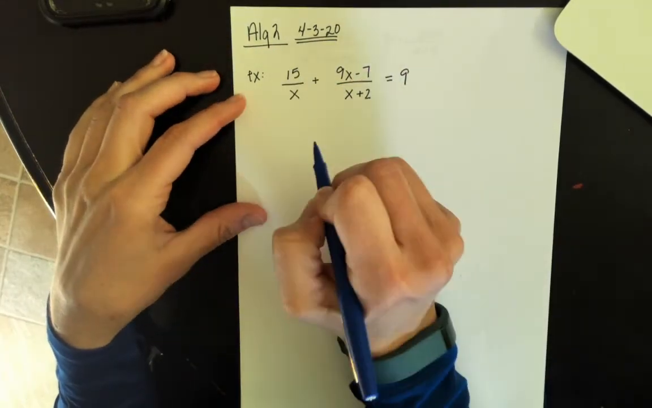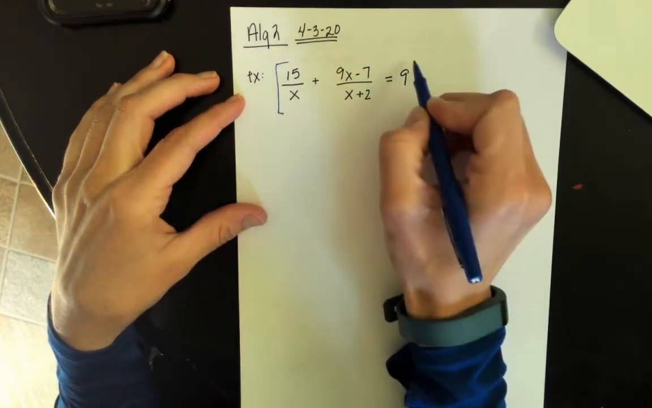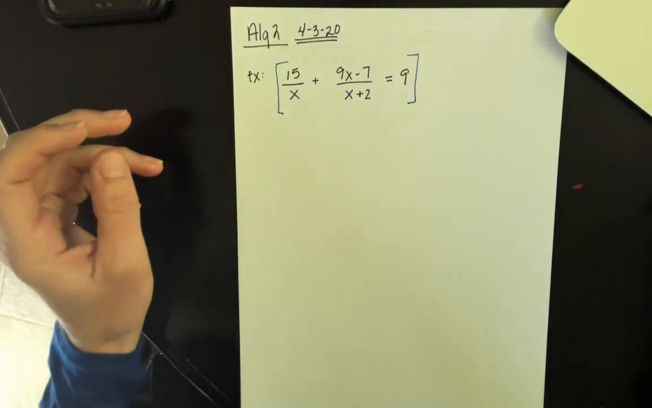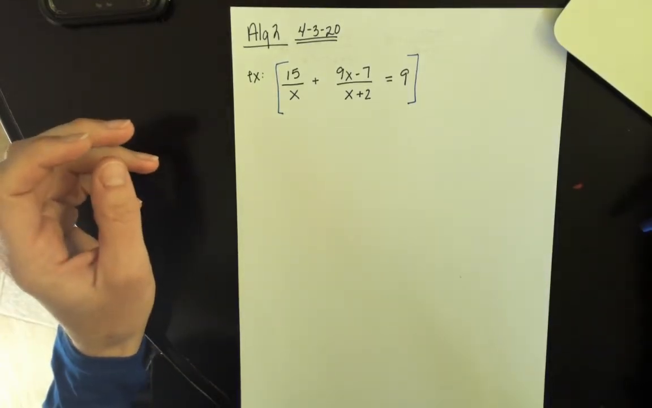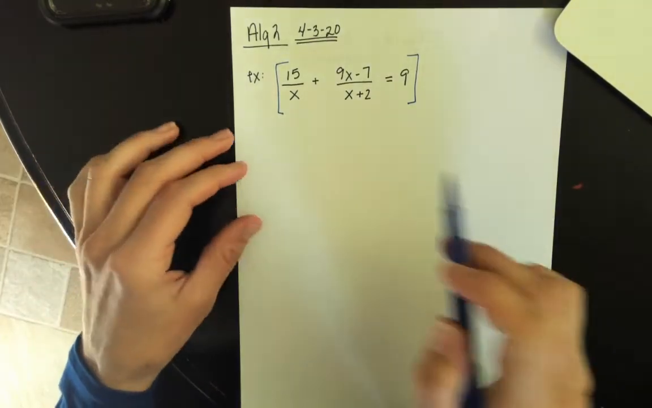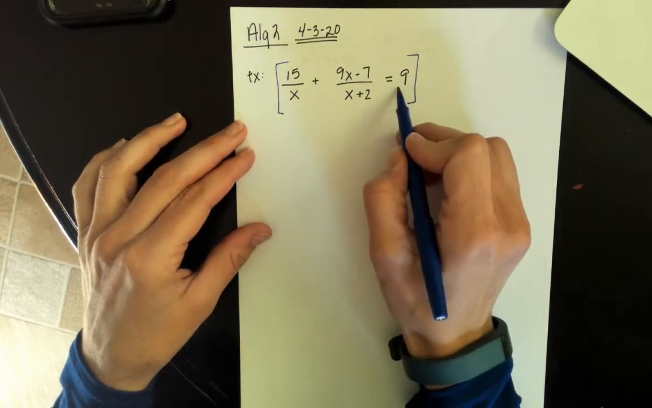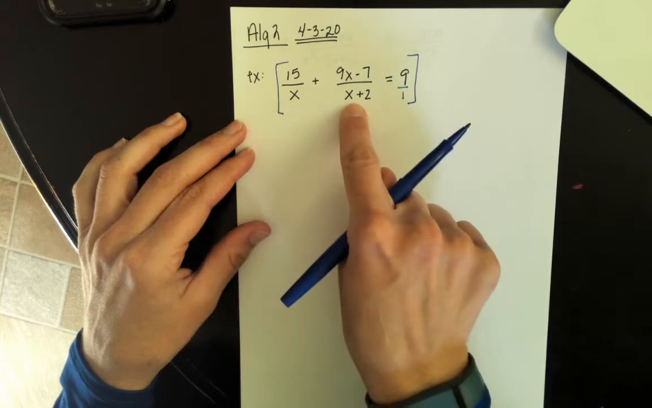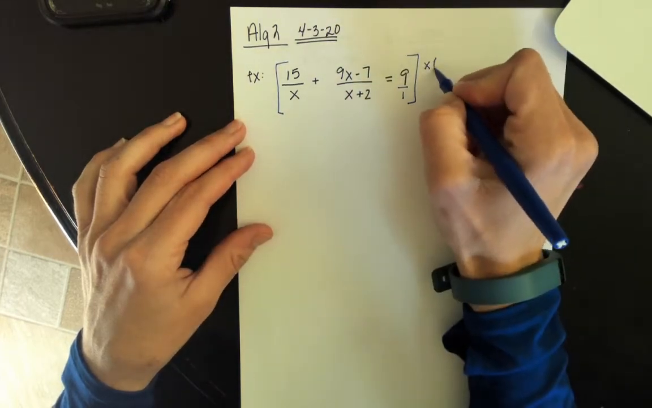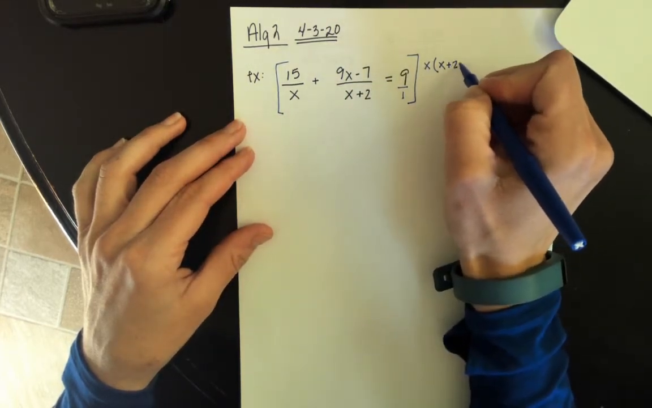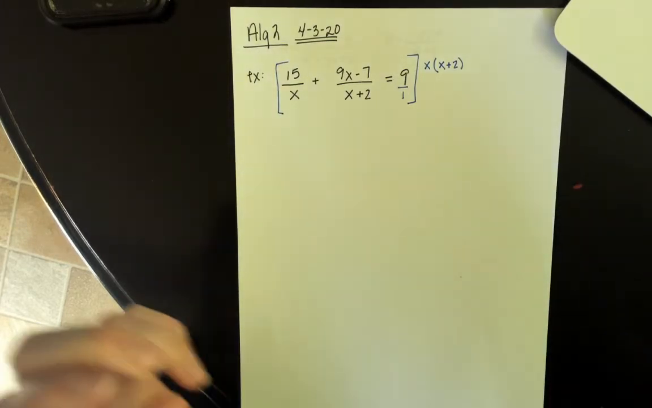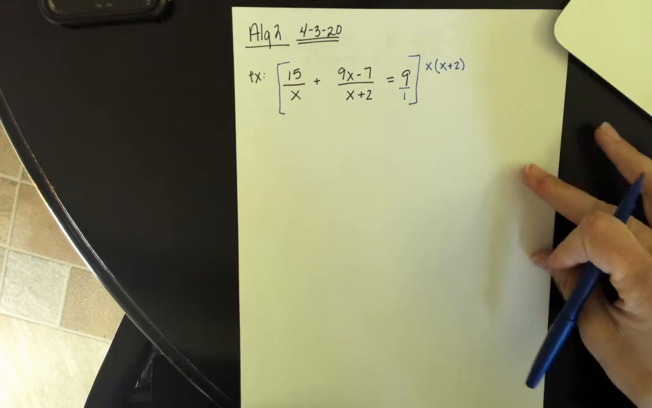Because of our equal sign, we're going to go ahead and get rid of all of the fractions. Our common denominator will be, because this is just 9 over 1, one of each of these, which is x, and then x plus 2. Again, our common denominator is to make sure that we have one of everything so that we can eventually cancel.